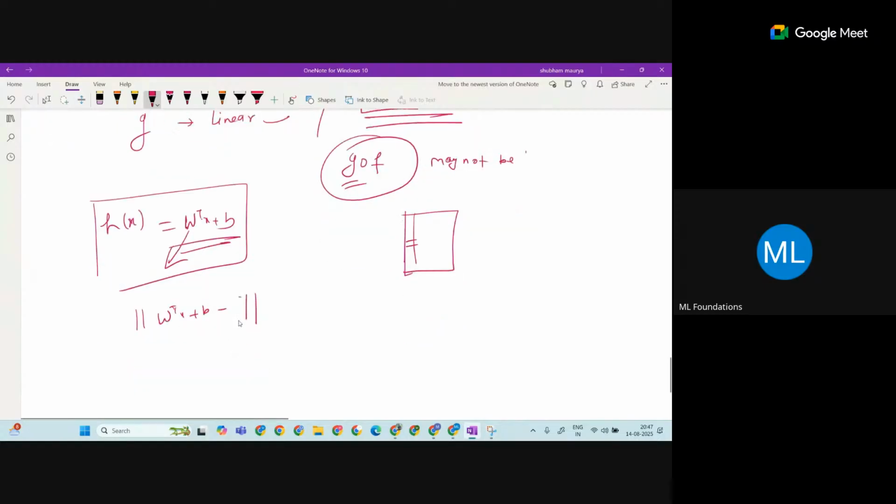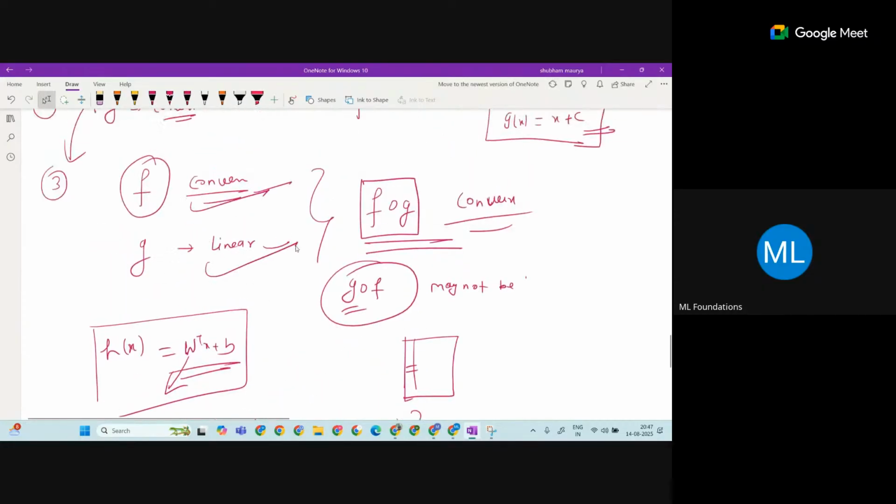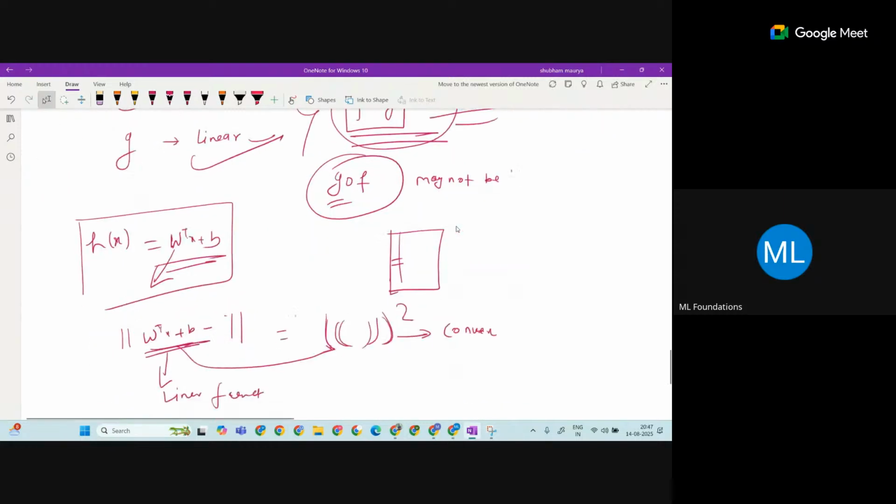I think he wrote that there, you see the notation. So this is going to be a square of it, with a norm. Your square is a convex function, and the inner part is a linear function. The inner one is linear, and you are finding the square of it. You are taking the composition of convex and linear, so the whole composition is going to be convex.